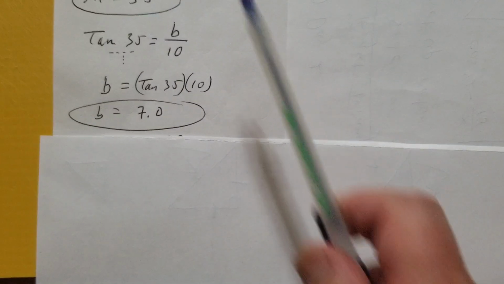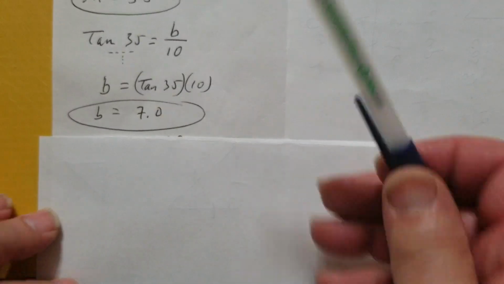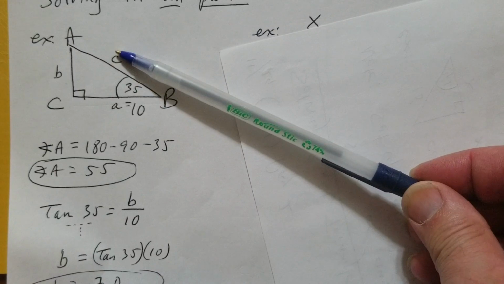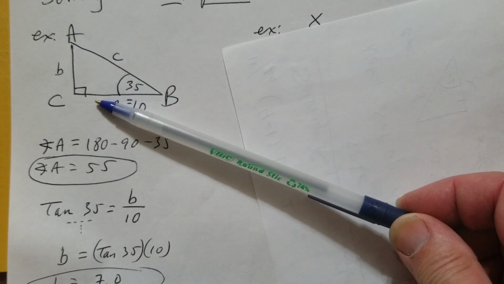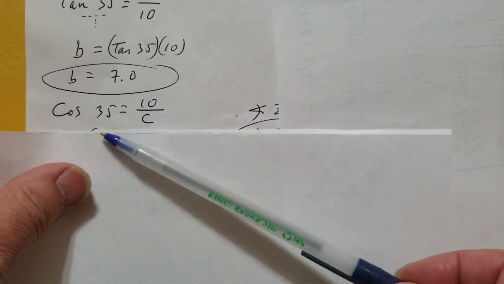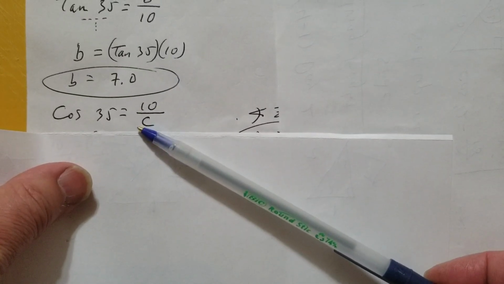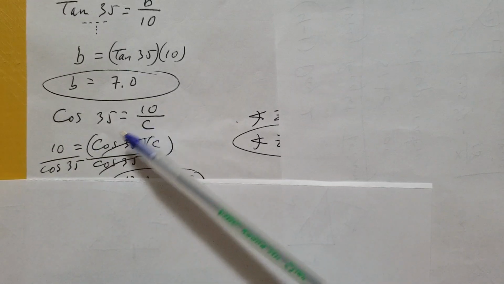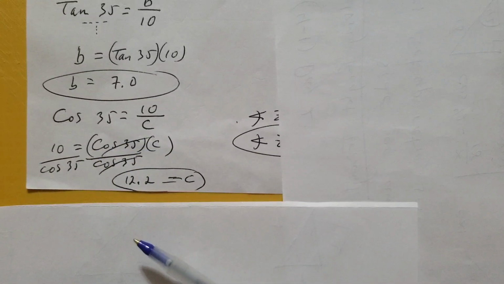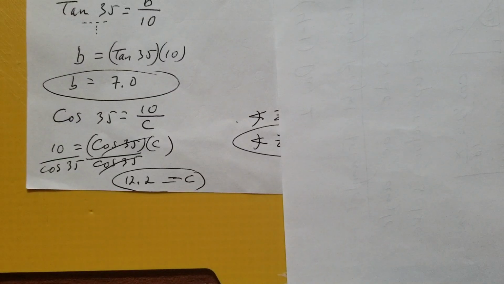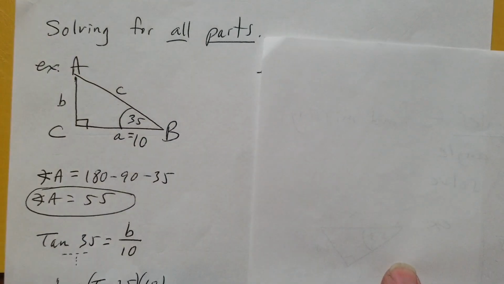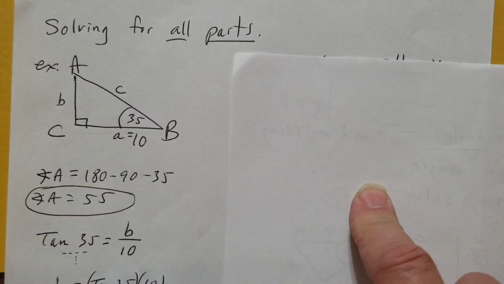Okay, now what? Now I need C. Well, for C, that's hypotenuse. Adjacent hypotenuse. AH, ka. So that's cosine. Cosine of 35 is 10 over C. Cross multiply, etc. Divide both sides by cosine 35, and you get C equal 12.2. So what I did here was find all the missing parts in one triangle.